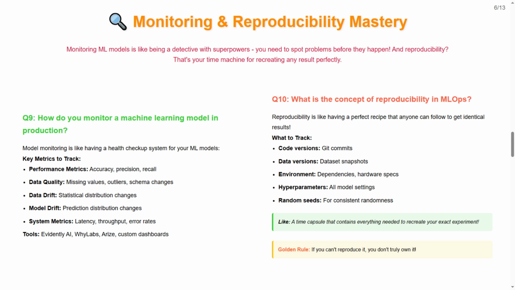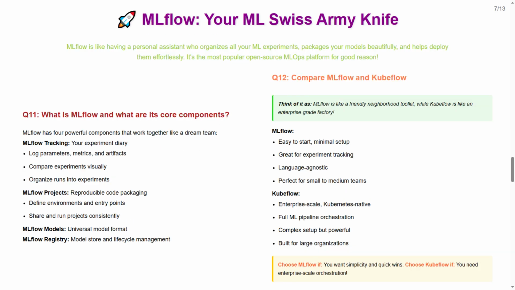Let's check the analogy section. Like a time capsule that contains everything needed to recreate your exact experiment. Now the golden rule section. If you can't reproduce it, you don't truly own it. MLflow is like having a personal assistant who organizes all your ML experiments, packages your models beautifully, and helps deploy them effortlessly. It's the most popular open-source MLOps platform for good reason.